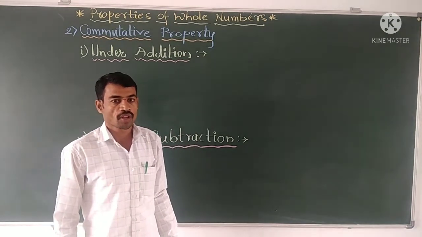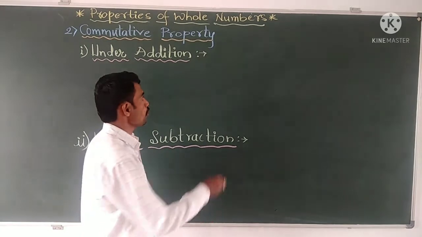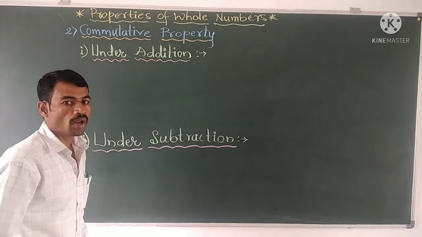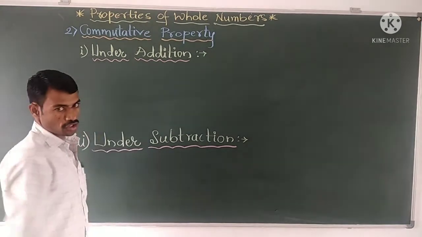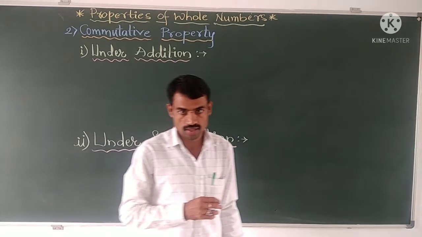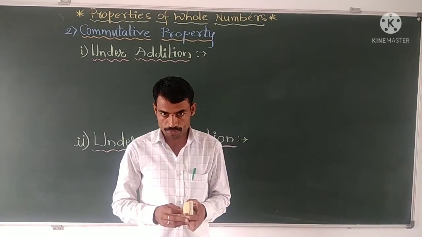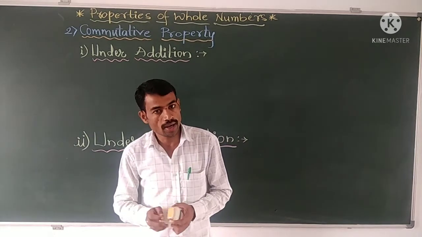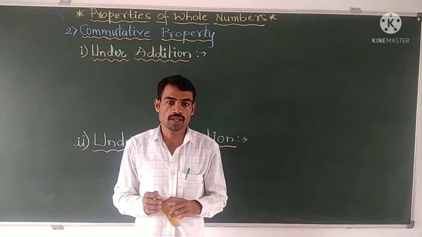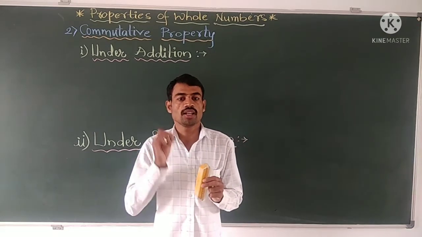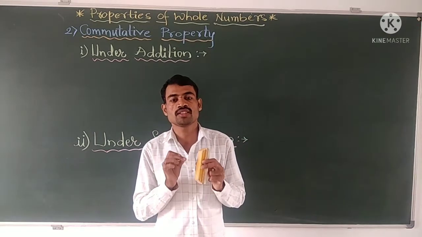Here we have a general formula for the commutative property of whole numbers under addition. It means, what does the commutative property state? If you add, so what operation have we taken? Addition. If we add any two whole numbers in any order, clear? Then their sum is always the same.